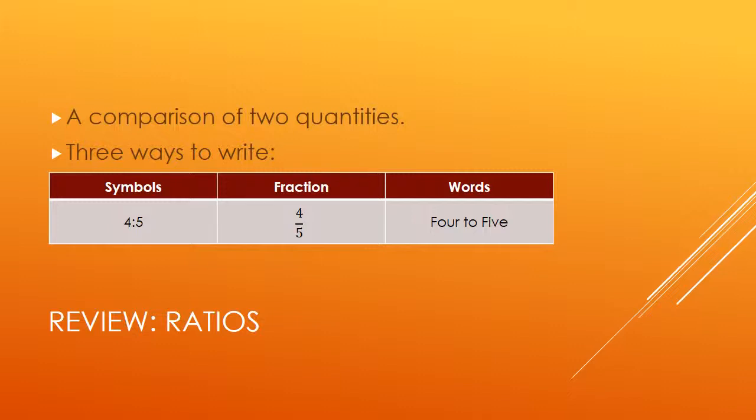From Stretching and Shrinking, you should remember that a ratio is a comparison of two quantities, and there are three different ways to write a ratio. We can write it using symbols, meaning the colon, 4:5. We can write it as a fraction, 4/5, or we could say it using words, meaning 4 to 5.